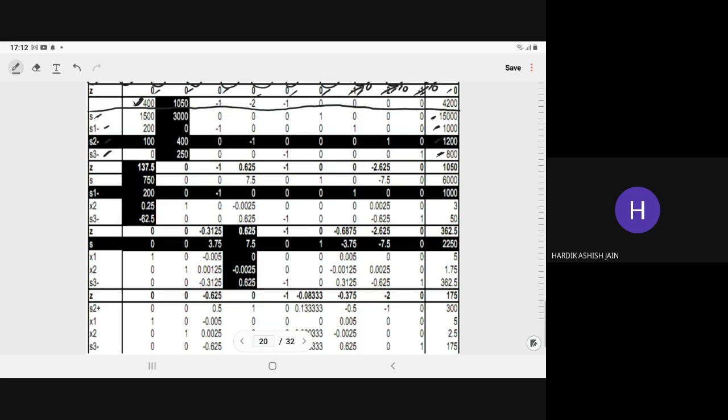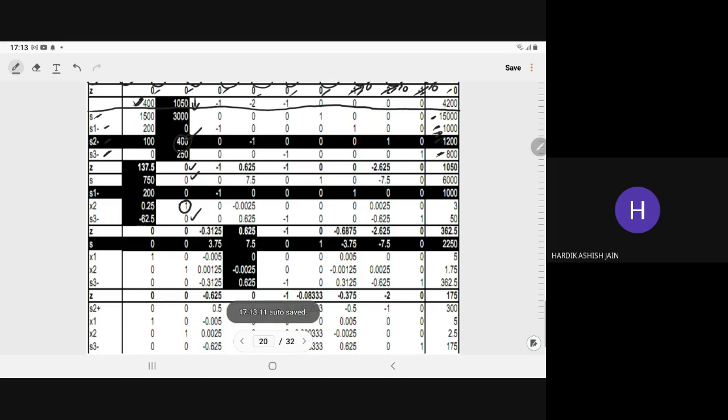Otherwise, what we have to do? We have to apply the simplex method. Simplex method means the question is of minimization, so the most positive will enter. We take the ratio, then the minimum ratio will go out. Then we have the pivot element. That pivot element we have to make 1 and the rest as 0.